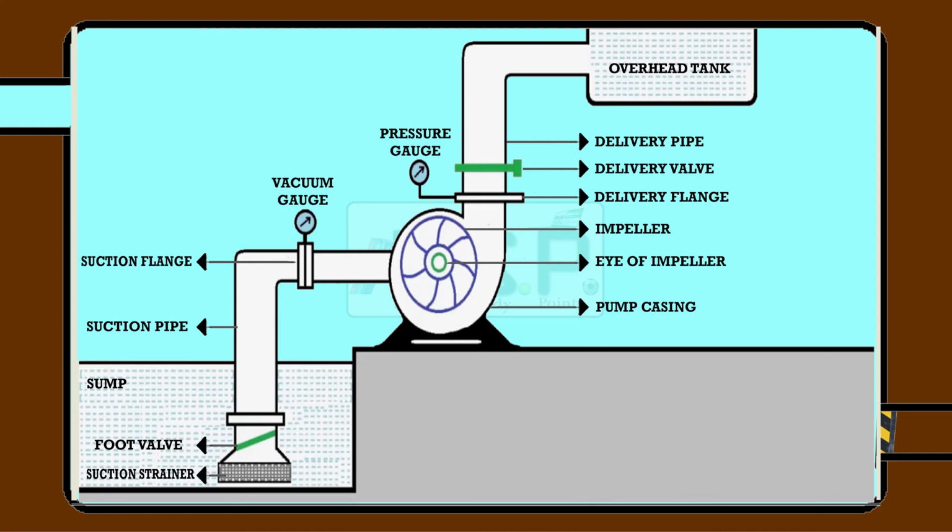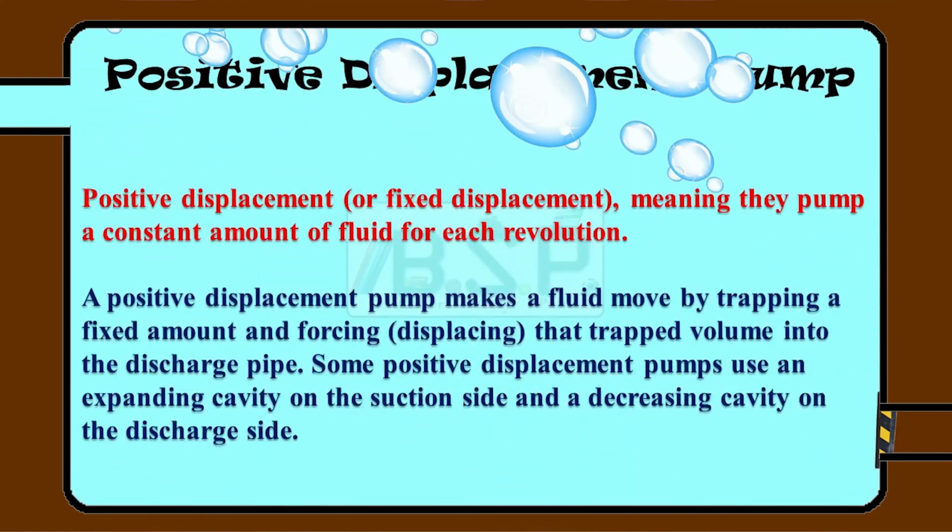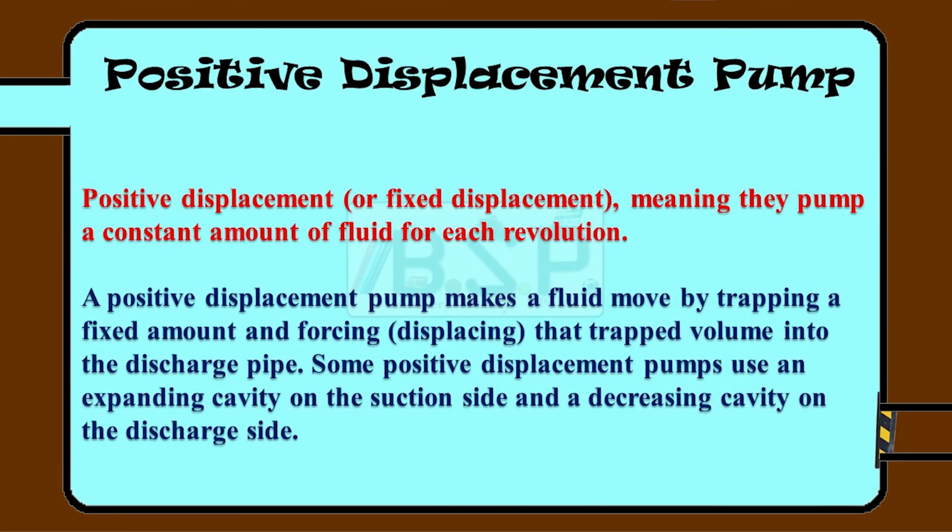At the exit, what happens is that we convert this kinetic energy of water into pressure energy and then we displace the water outside. This is the main principle involved. I hope that's clear. Next, we will study about positive displacement pump.